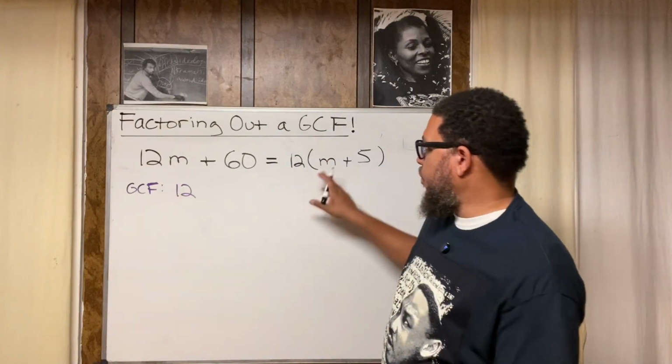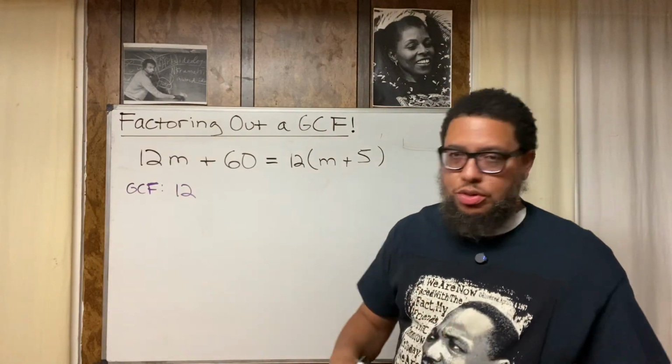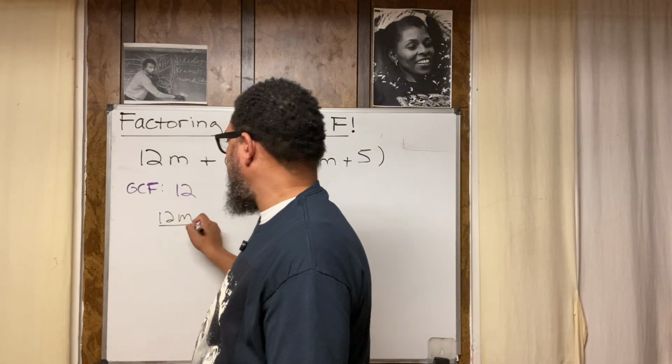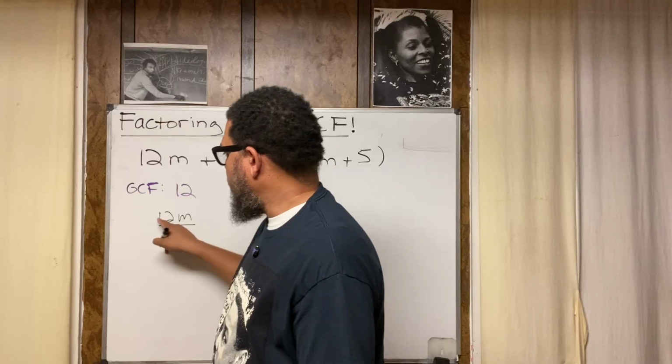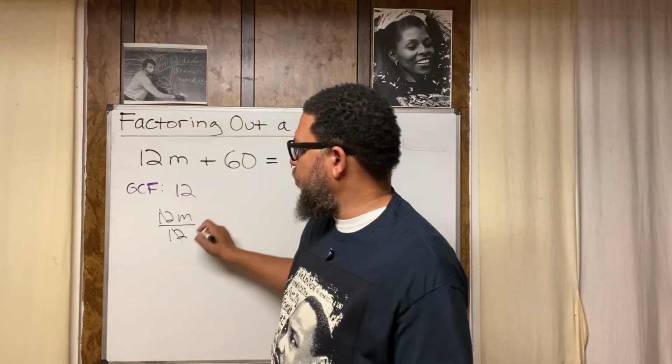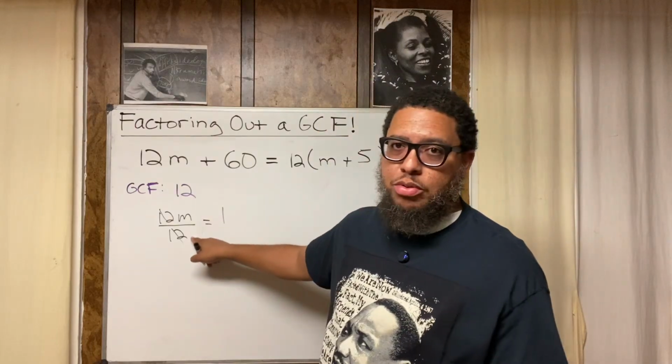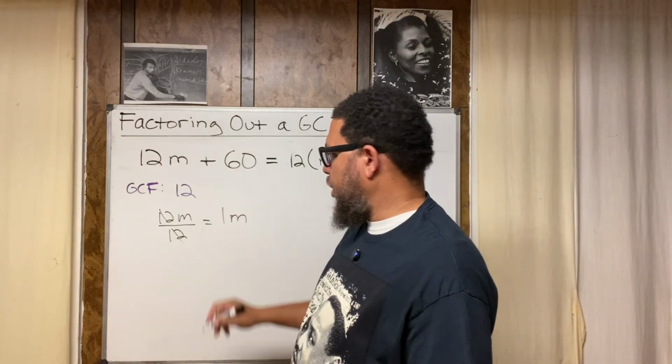All right. And again, where did this m come from? Let me show you where the m came from. The m came from this, right? You take the original term 12m divided by 12. What's 12 divided by 12? 12 divided by 12 is 1. Now m is there. There's no variable to divide it by, so you just keep it there with the 1.